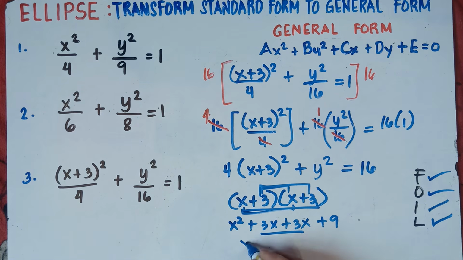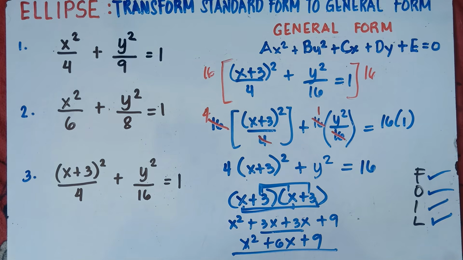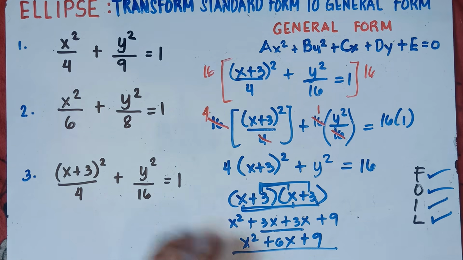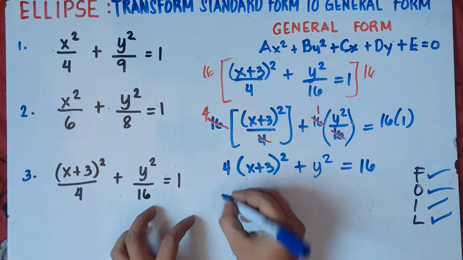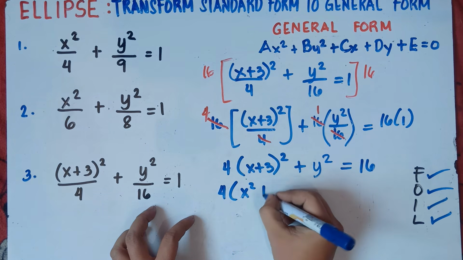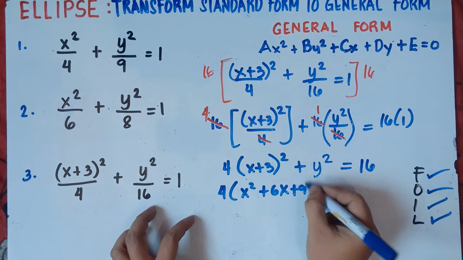This will be x squared, 3x plus 3x. Once again, if you're adding polynomials, simply add the numbers. 3 plus 3 is positive 6. Then copy the variable, copy the literal coefficient. Copy x, class. That will be positive 6x plus 9. So this will be our answer, x squared plus 6x plus 9, if we do the FOIL method. Alright, x squared plus 6x plus 9. So this will be 4 times x squared plus 6x plus 9.